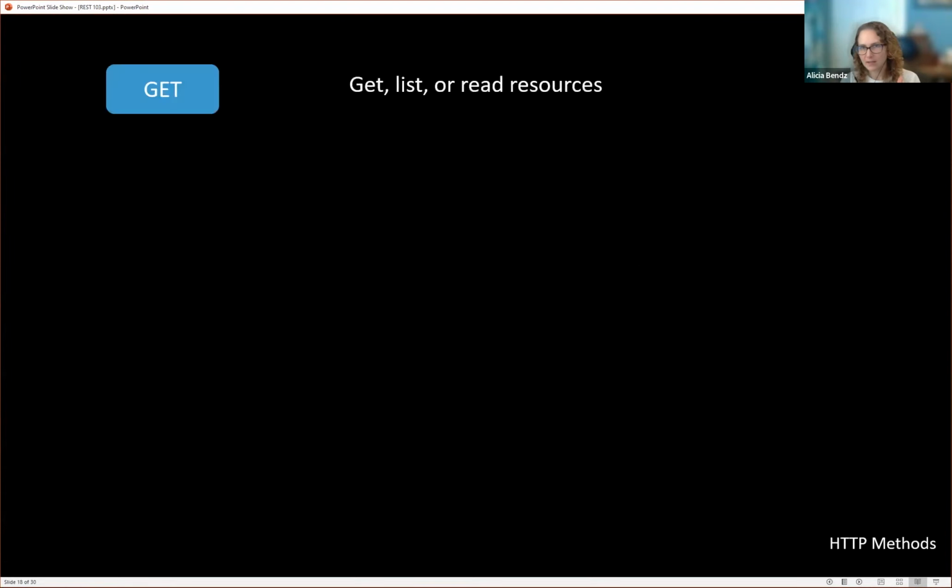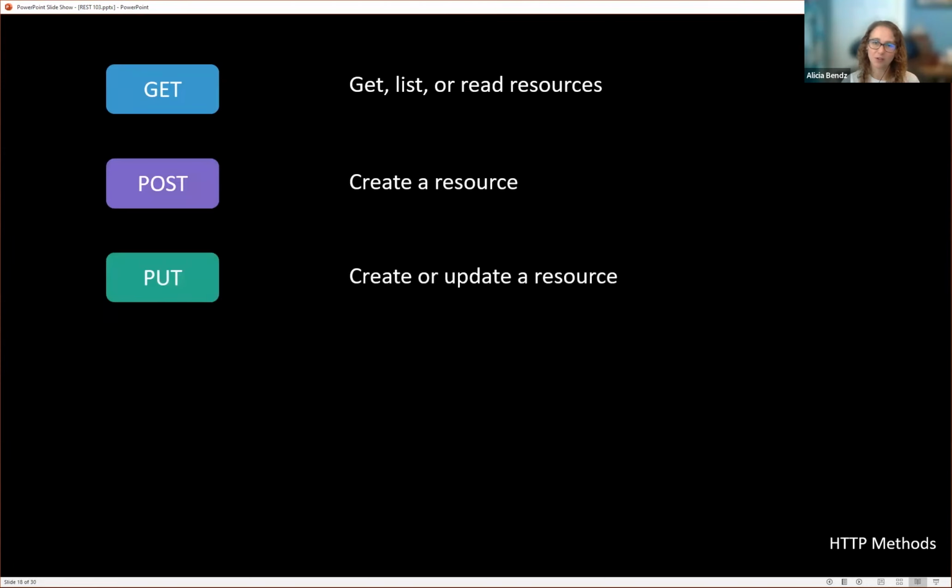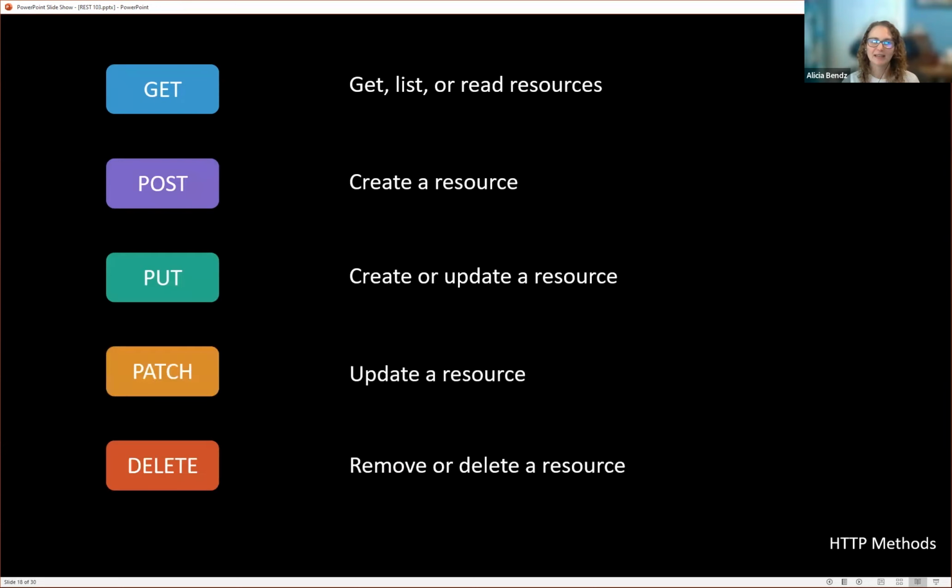We have get, which is get, list, or read resources, no modifications, read only. We have post to create a resource. We have put to also create a resource or update it, patch to also update a resource, and delete to remove or delete a resource. Get and delete are the most clear and easiest ones. Get is a read, delete is a remove. But among these middle ones, post, put, and patch, we have some creates and some updates, and which do you use when? And I will go into that.